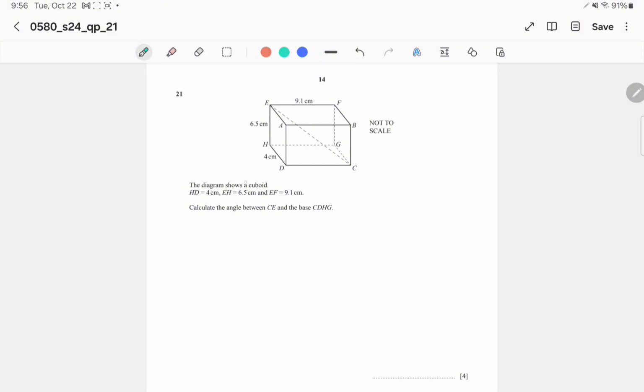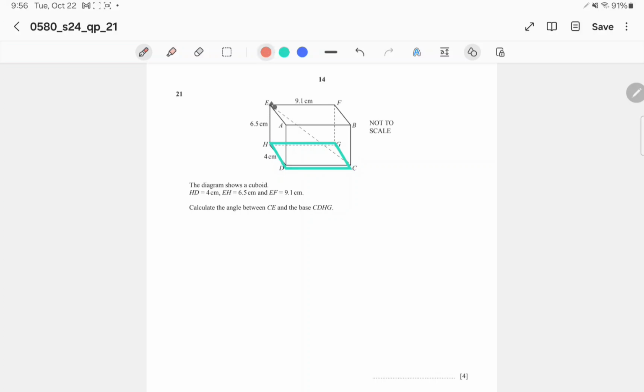The diagram shows a cuboid. HD is 4, EH is 6.5, EF is 9.1. Now calculate the angle between CE and the base CDHG. This is the base part, CDHG. This part it is saying, and the angle is here in between.